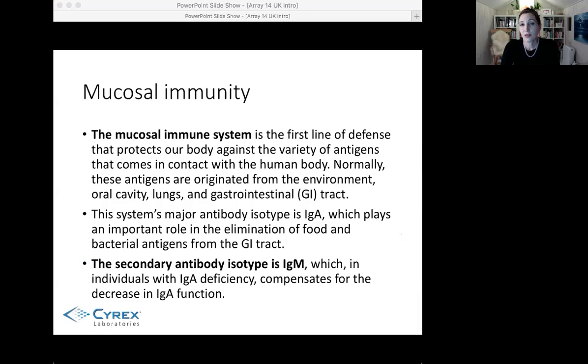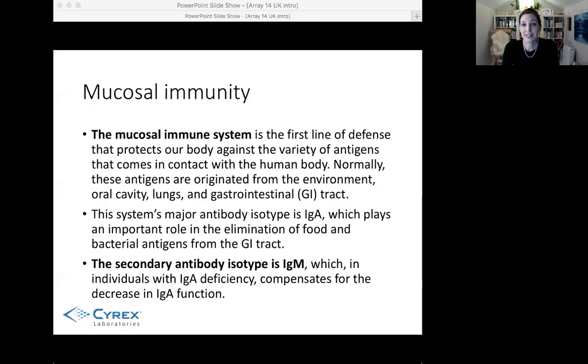As I said, part of the reason that the mucosal immune system is incredibly important this year and last year, I mean, in general, of course, but it is certainly on the main stage at the moment, is because it's the first line of defense when it comes to protecting our body against a variety of antigens as they're coming into contact with the human body. These antigens are usually coming from the environment, or found in the oral cavity, inhaled into the lungs, or ingested into the gastrointestinal tract.